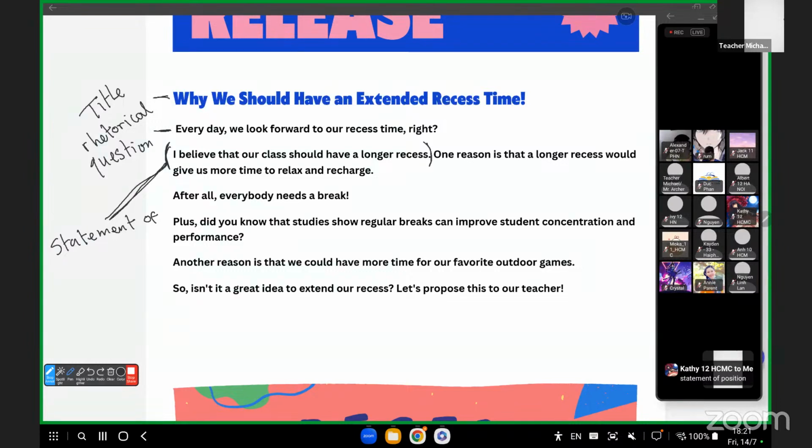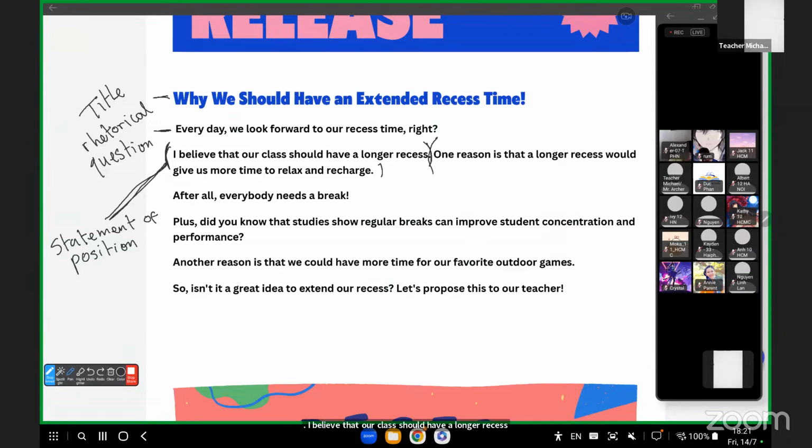Very good, Kathy. Statement of position. So this says, I believe that our class should have a longer recess. Short, straight to the point, everybody can understand it. I believe that our class should have a longer recess.